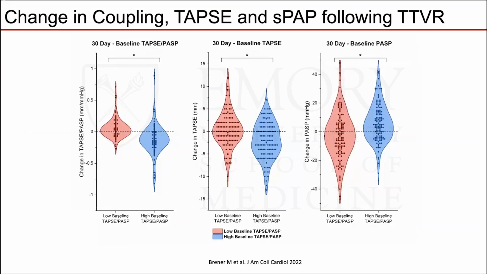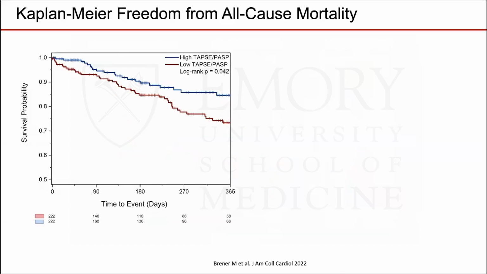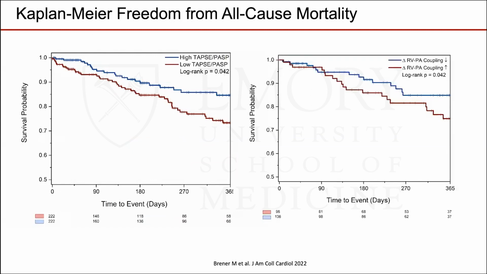However, patients who had high coupling also experienced a decrease in TAPSE and an increase in pulmonary artery systolic pressure because of increased afterload imposed on the ventricle following tricuspid intervention, which means that patients who came in with high coupling eventually developed lower coupling, which is not necessarily a bad sign. It is just a function of changing their afterload. So with baseline high coupling, they had higher chance of survival, and patients who showed decrease in RV coupling after the procedure had a higher chance of survival.